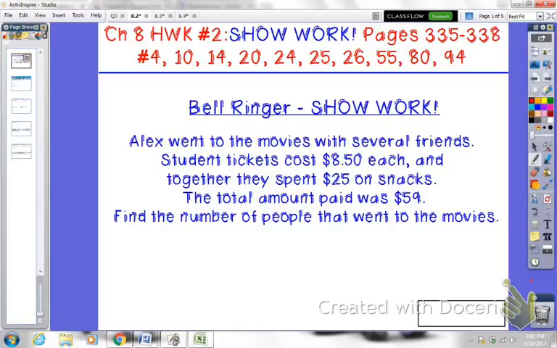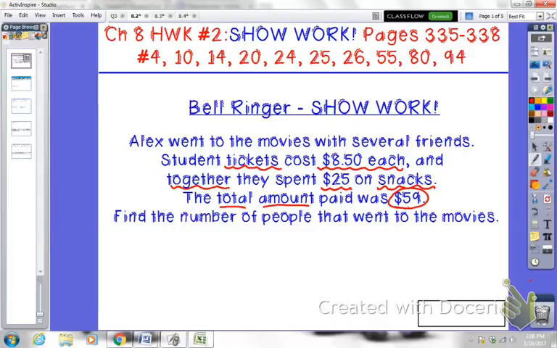Most of you can solve this using problem-solving strategies, but we kind of want to transition to writing an equation and solving with steps from there. So it says Alex went to the movies with several friends. Student tickets cost $8.50 each. So that's for the tickets. And together they spent $25 on snacks. The total amount paid was $59. Find the number of people that went to the movies.